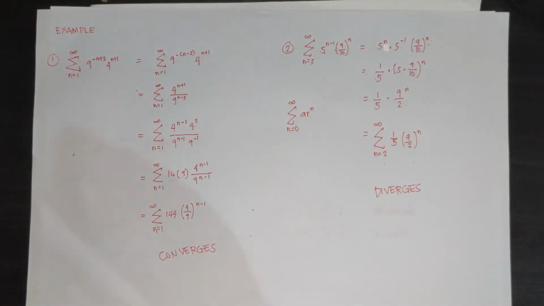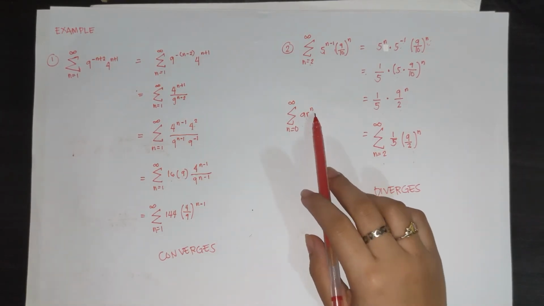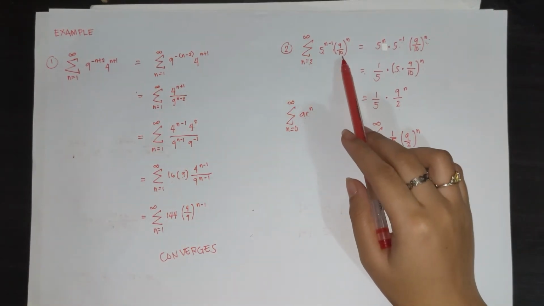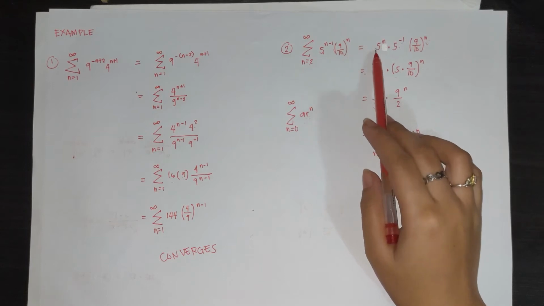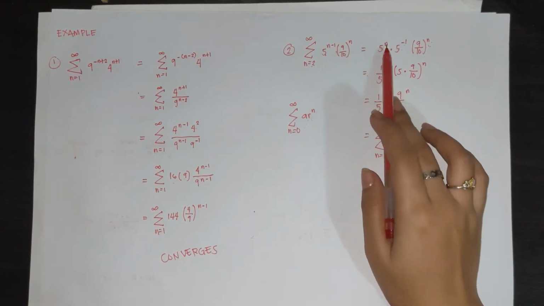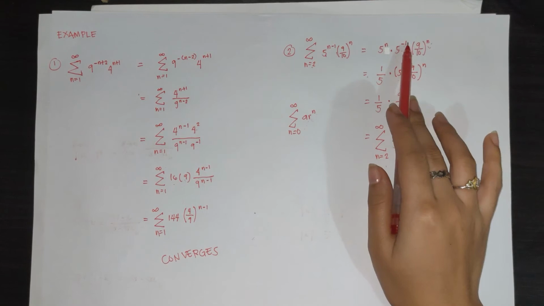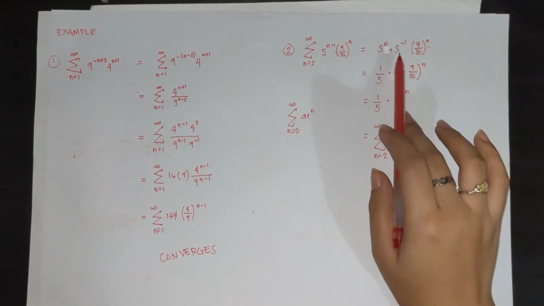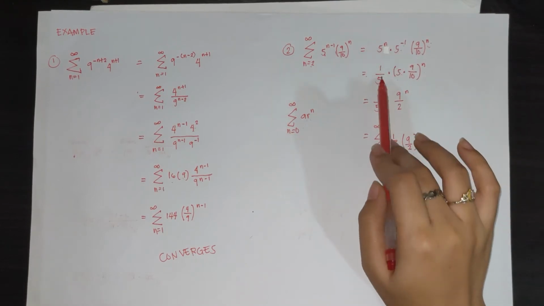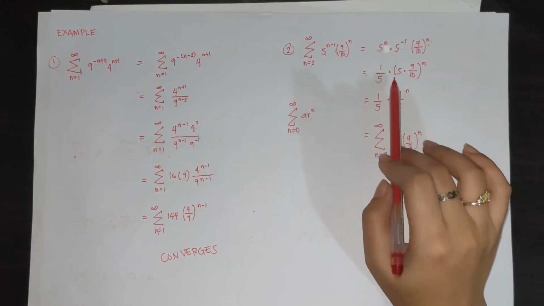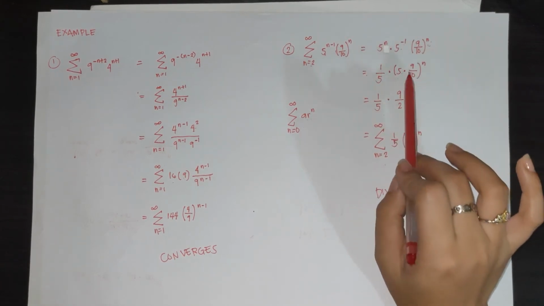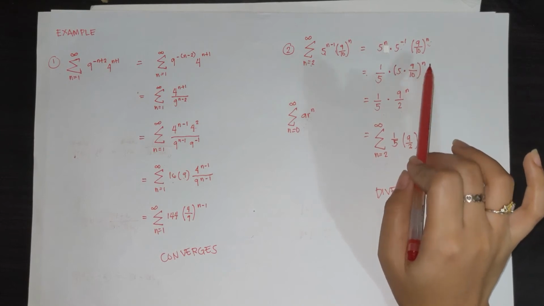Example number 2. In this example, I am using the form a r to the power of n. So 5 to the power of n minus 1 times 9 over 10 to the power of n. So we can write it as 5 to the power of n times 5 to the power of negative 1 times 9 over 10 to the power of n. So 5 to the power of negative 1 is the same as 1/5. So we can write it as 1/5 times, we have the same exponent, so 5 times 9 over 10 to the power of n.